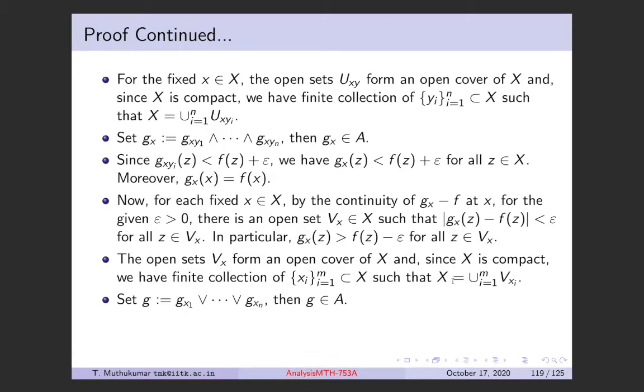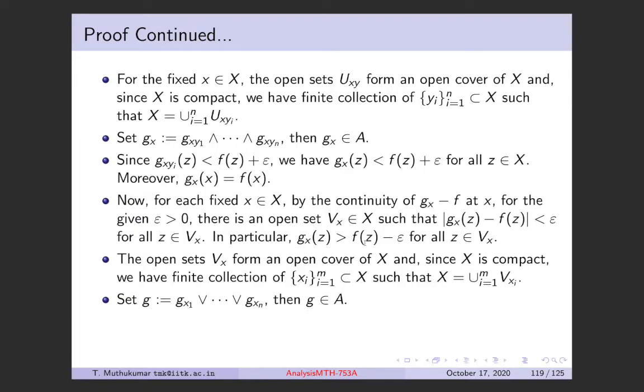So now you define G to be the maximum of all these G_{x,m}. Sorry, this should be G_{x,m}. Okay, so this should be G_{x,m}. Now, by the lattice property, G is also in A, right? And G is defined like this, and this G will satisfy this property.